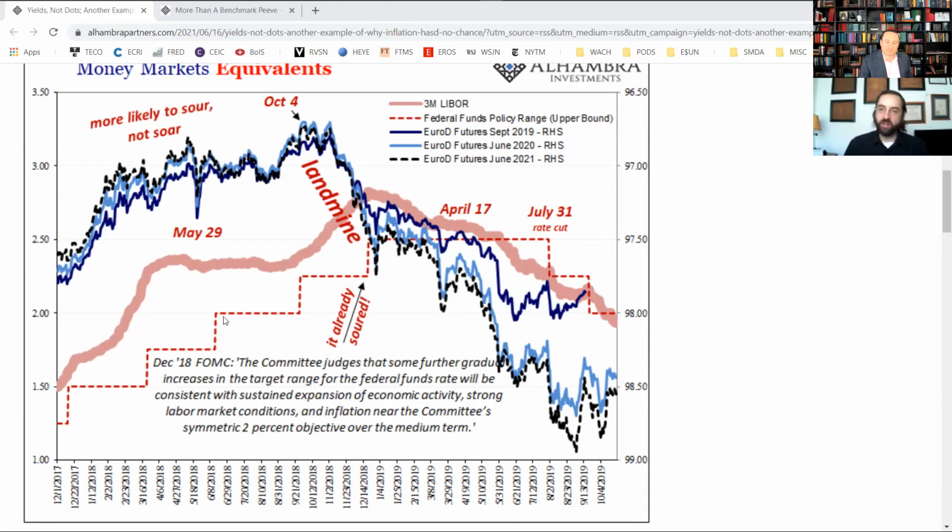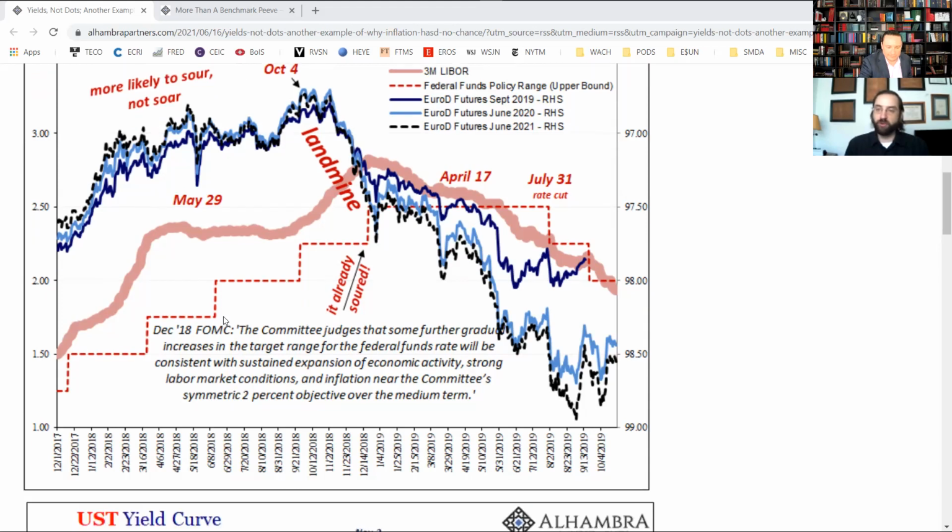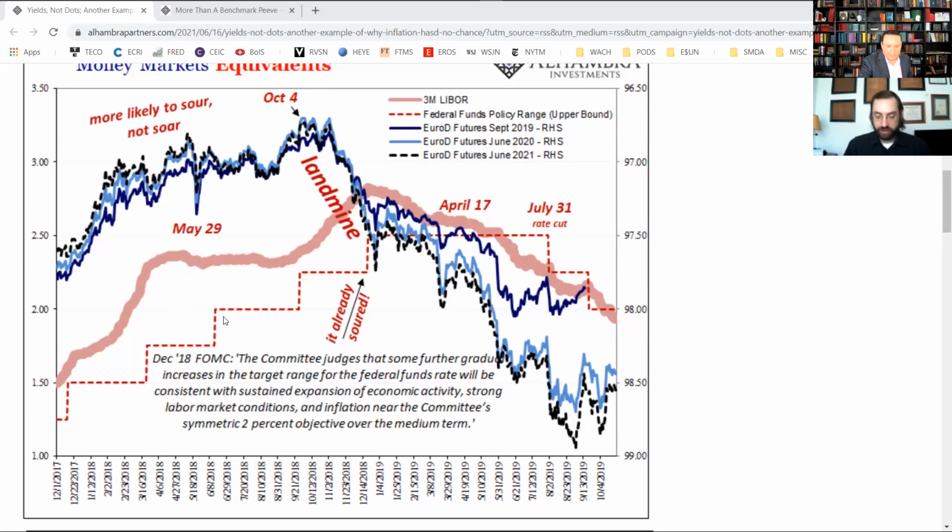Yeah, you can have all the data you want. You can use FRB/US and other DSGE models, but this is the system from the inside. This is the economy from the inside telling you what's going on in real time, pricing out in markets. And what we saw was that even before the landmine, these participants deep down, close to the real economy, were saying things are not going well.